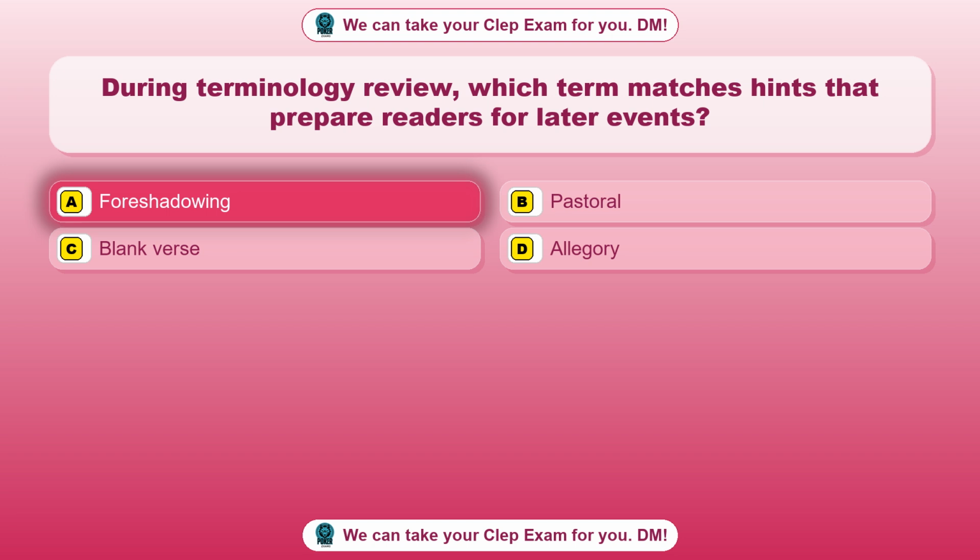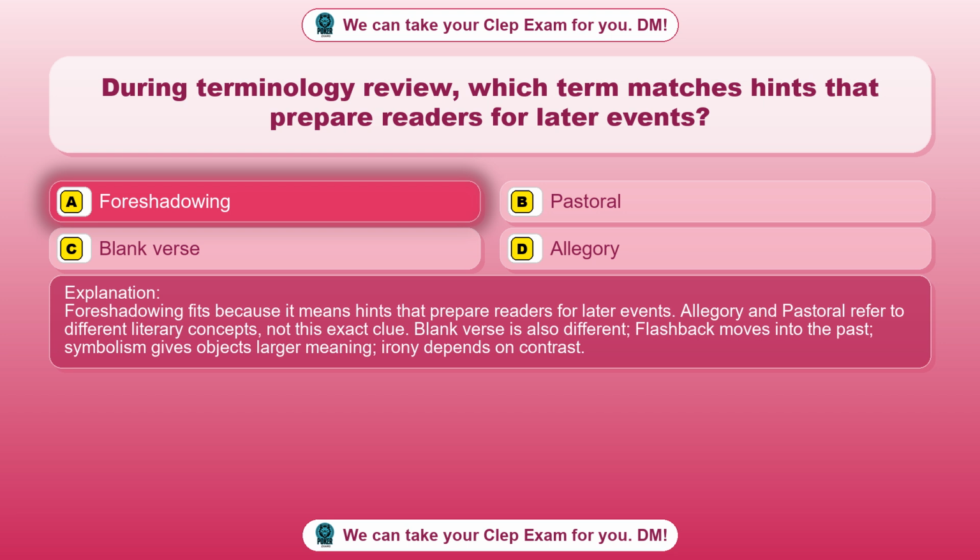Foreshadowing. Foreshadowing fits because it means hints that prepare readers for later events. Allegory and pastoral refer to different literary concepts, not this exact clue. Blank verse is also different. Flashback moves into the past, symbolism gives objects larger meaning, irony depends on contrast.